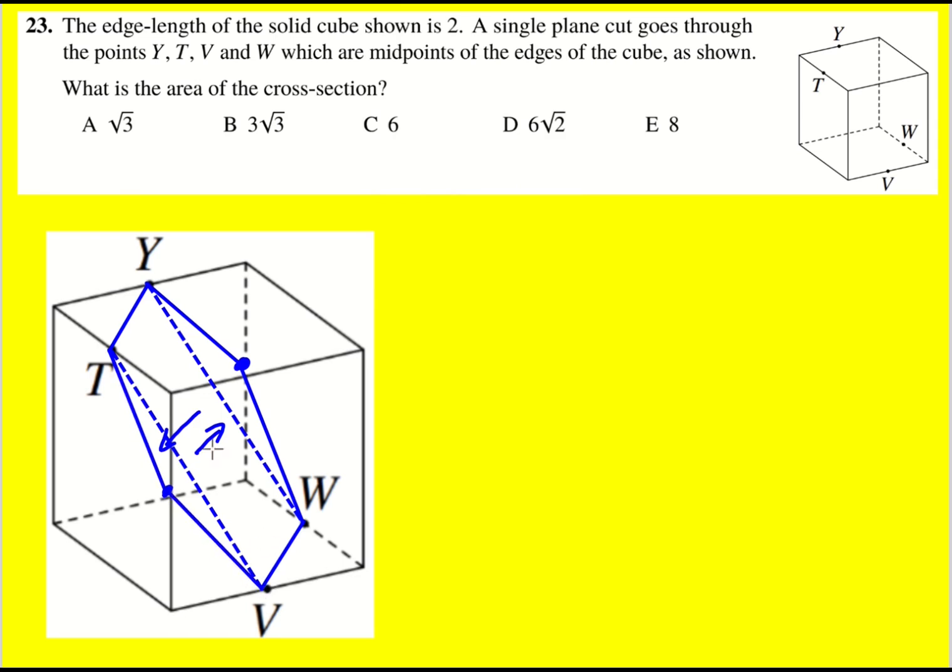We actually create a regular hexagon. It doesn't look like a regular hexagon, but that's because we're working in 3D here. You can see that every edge is actually the midpoint of an edge to another midpoint. So they are all going to be the same length.